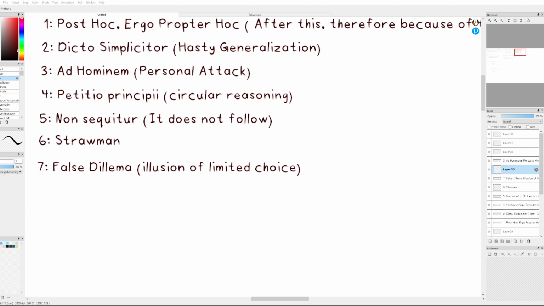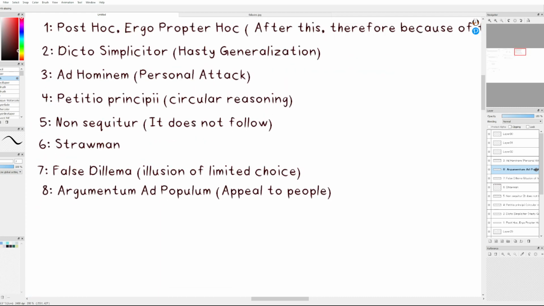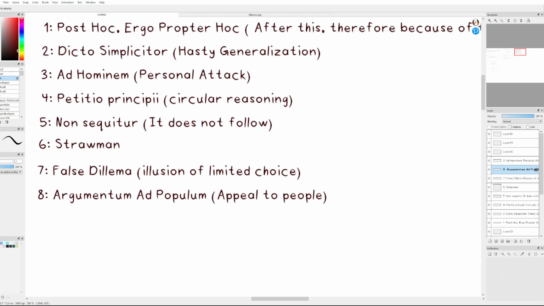The eighth fallacy is argumentum ad populum, which is an appeal to people. It's also, I think, referred to as the bandwagon fallacy, because it's sort of like 9 out of 10 doctors recommend this, so you should like this. Or everyone thinks that this is good, therefore you should think it's good. When it doesn't really say anything about the original claim itself, it's just saying that everyone else likes it, so you should like it too.